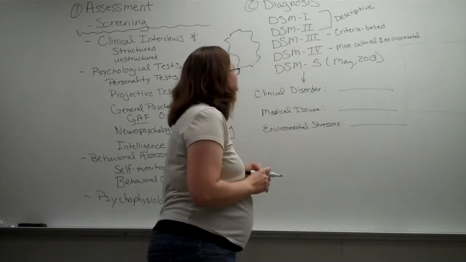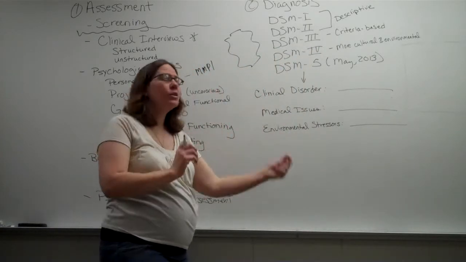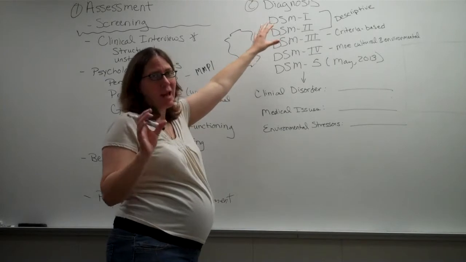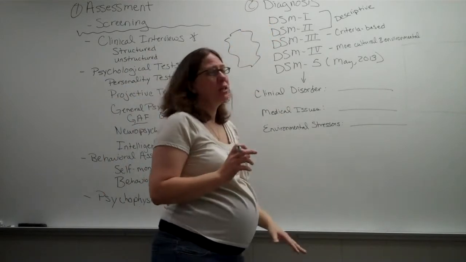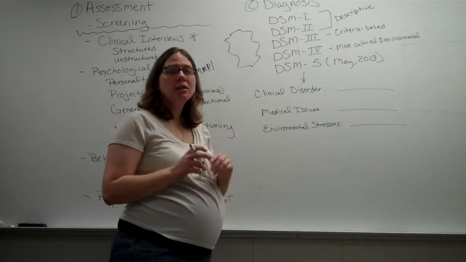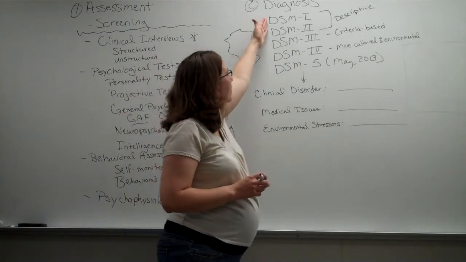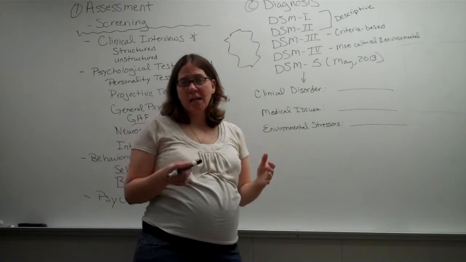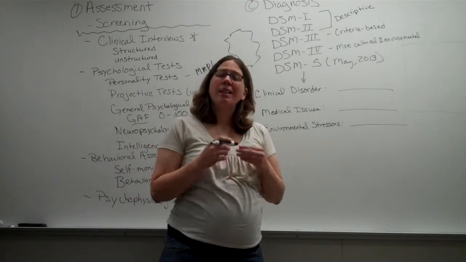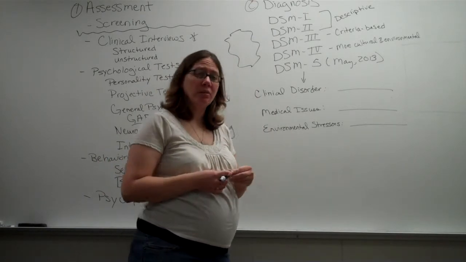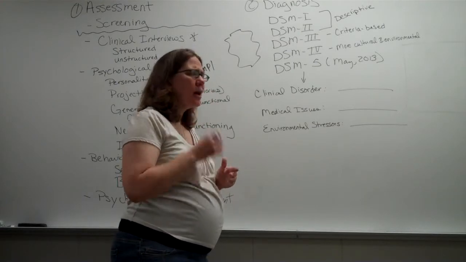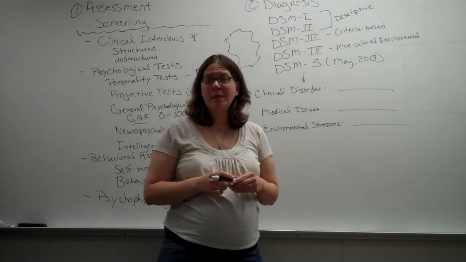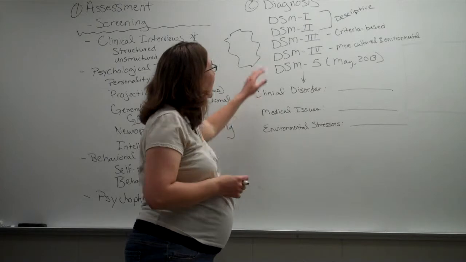The other half of this chapter, or it's not even a half, it's probably about the last third, is all about diagnosis. So make sure you look at the history of diagnosis a little bit. We've had 5 different editions of the DSM. The DSM is the Diagnostic and Statistical Manual. That's what we use to diagnose individuals. I'll have to remember to bring a copy of it for maybe the next video so that you guys can see what it looks like.